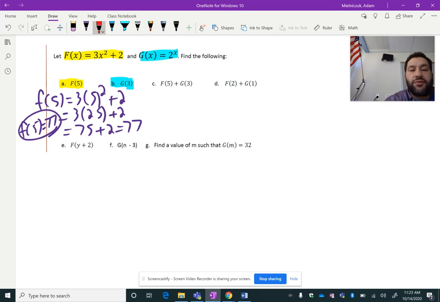All right, g of 3. For g of 3, we're going to say g of 3 is equal to 2 to the third. Well, 2 to the third is 2 times 2 times 2, so g of 3 will equal 8.